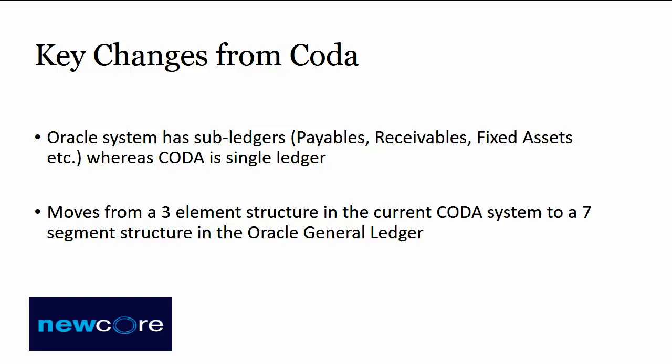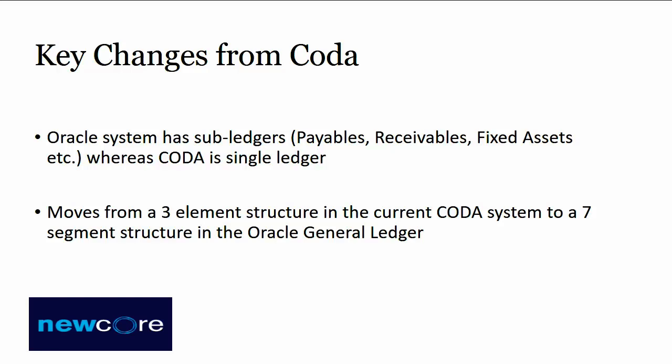So that is the key change. And what that means is we can set up different rules on all of those different subledgers. And you'll see the project, for example, has a different accounting code structure applied to it just because we can, and it gives us a lot more functionality that goes with it. So in general terms, we are moving away from the 3-element code structure towards a 7-segment structure in the Oracle General Ledger.